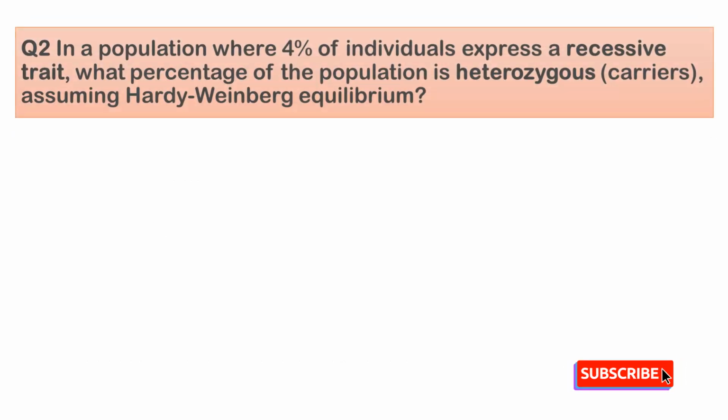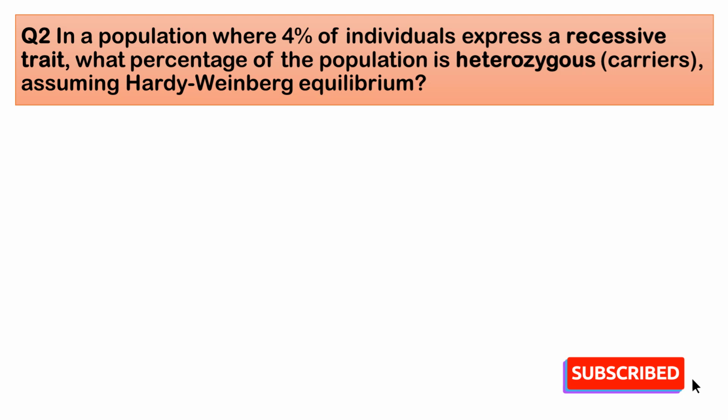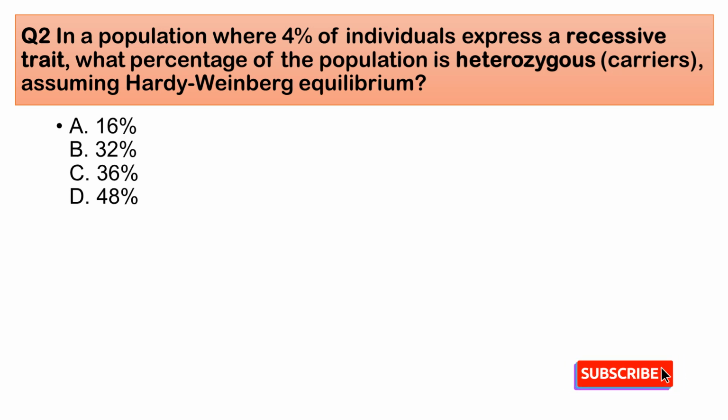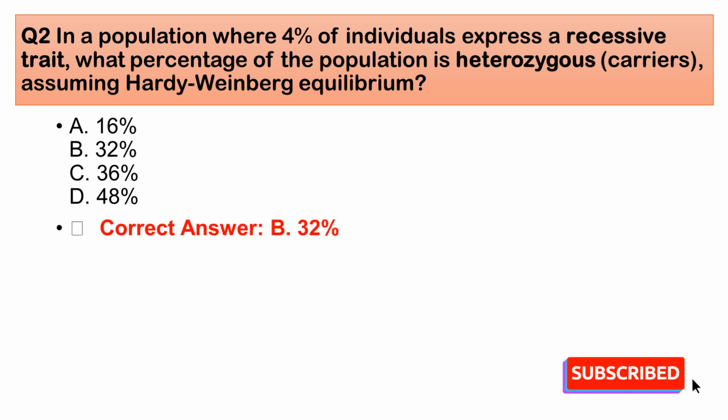Q2. In a population where 4% of individuals express a recessive trait, what percentage of the population is heterozygous, carriers, assuming Hardy-Weinberg equilibrium? A. 16%. B. 32%. C. 36%. D. 48%. Correct answer: B. 32%.